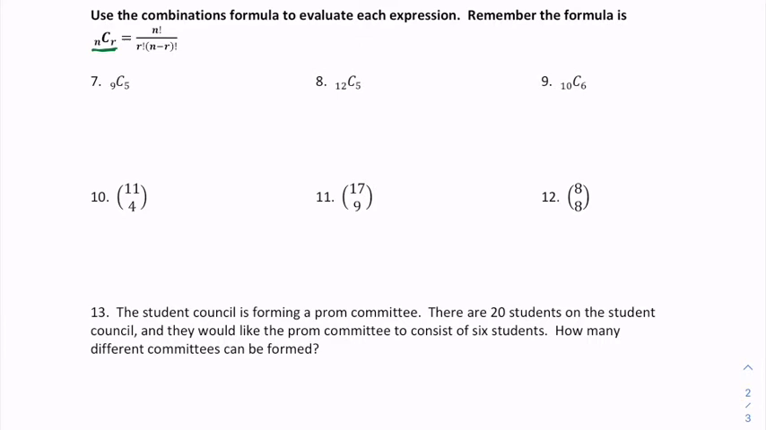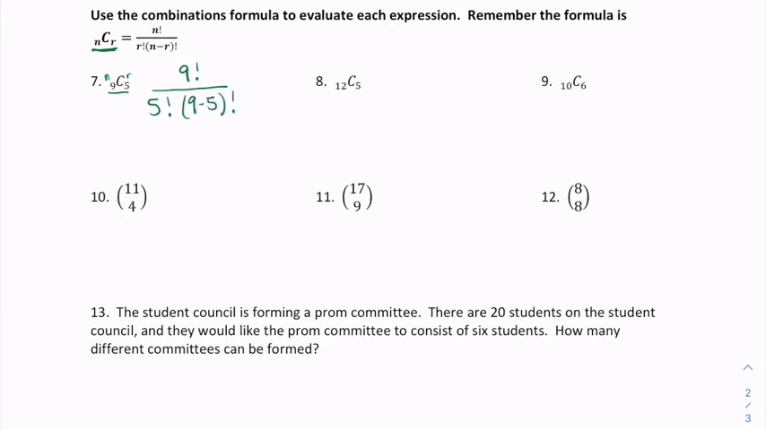So problem 7, we have 9 choose 5. In other words, I have 9 items and I want to choose out 5 of them. So in this formula, 9 will be my n and 5 will be my r. So if I plug it into the formula, I will have 9 factorial over my r, which is 5 factorial, times n minus r, or 9 minus 5 factorial.